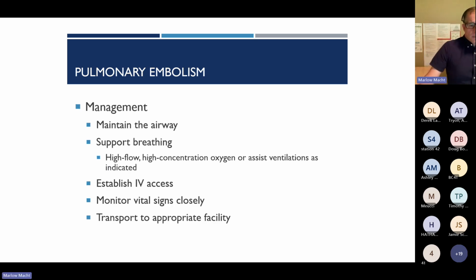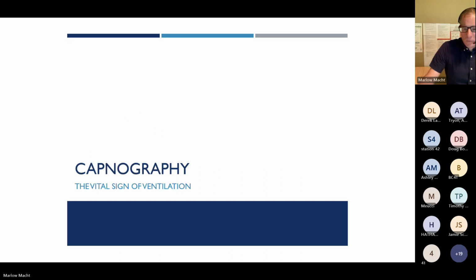So management is to maintain the airway, to apply oxygen as needed, and then to transport. Any other questions about service area problems?